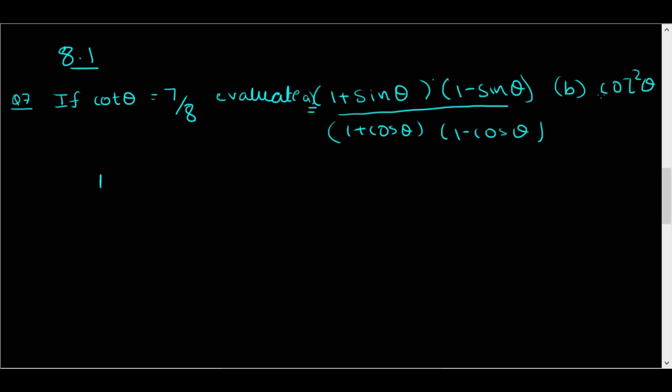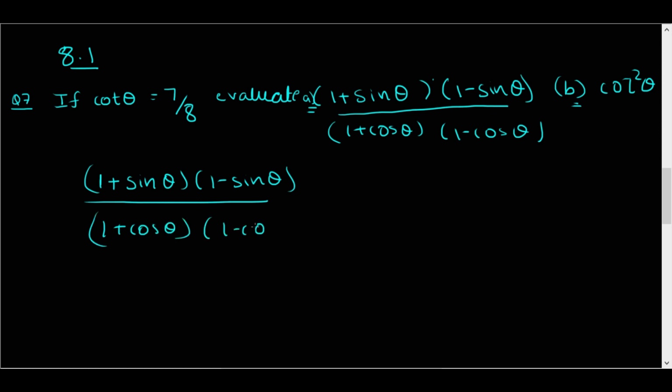That is part A and that is part B. So first we'll deal with part A. It is (1 plus sine theta) into (1 minus sine theta) by (1 plus cos theta) into (1 minus cos theta). This is (a plus b) into (a minus b), that is a square minus b square. 1 square would be 1 itself, by 1 minus cos square theta, because here also it's (1 plus cos theta) into (1 minus cos theta), which is (a plus b) into (a minus b), which is a square, 1 square would be 1 itself, minus cos square.